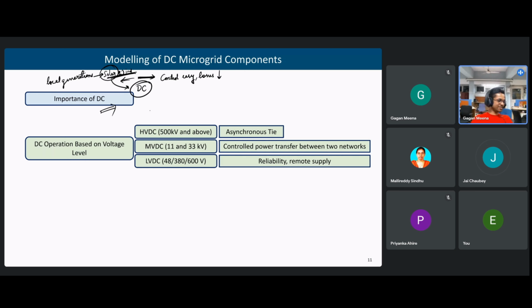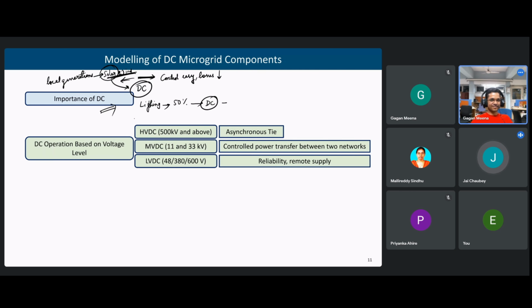And what are the loads? Majority, like we have lighting. Mostly in the distribution system, lighting is almost 50%. Lighting load is almost a resistive load, so you can say it is a DC load. Nowadays we are using LEDs and these are DC loads. We are using a converter to convert AC into DC, but they are DC loads.